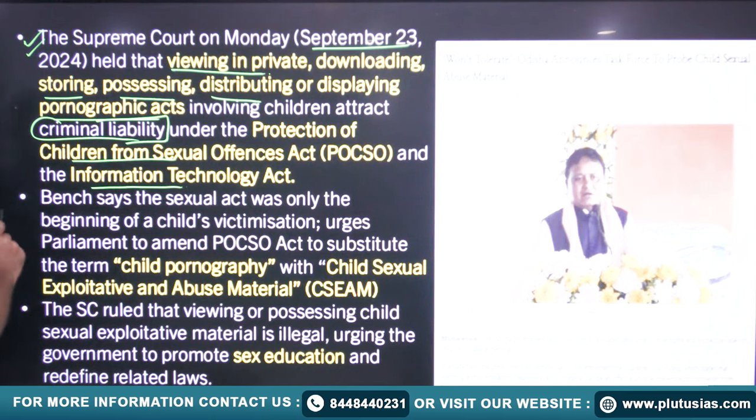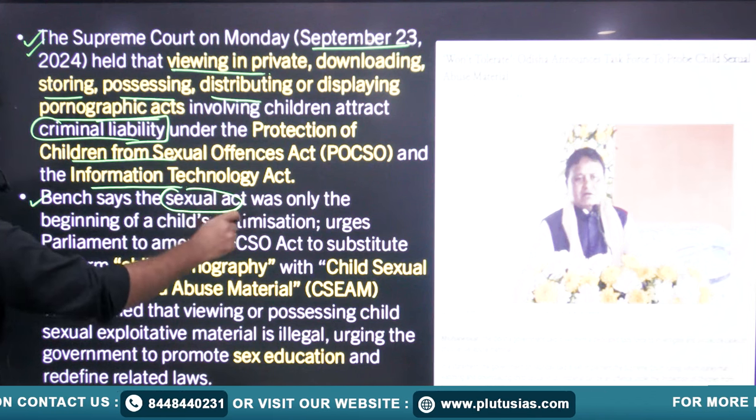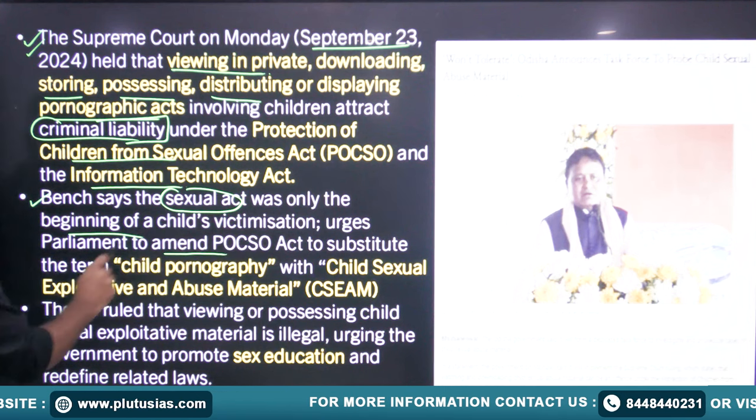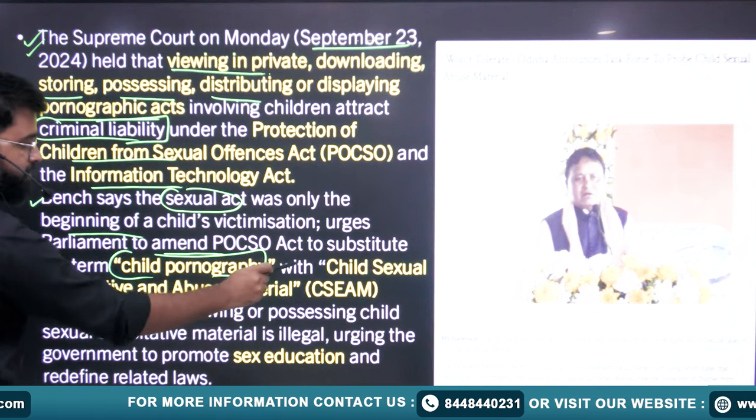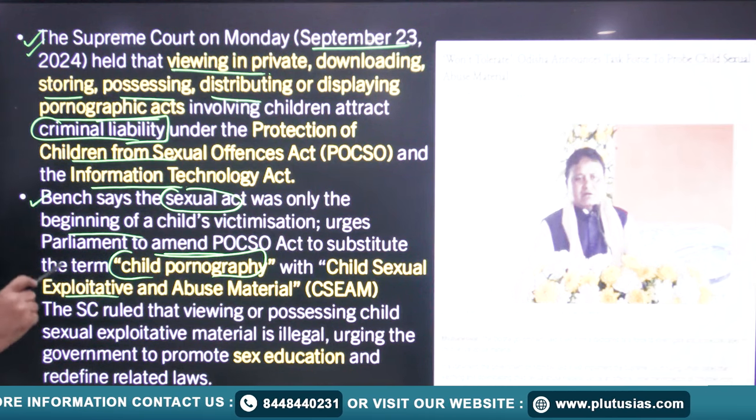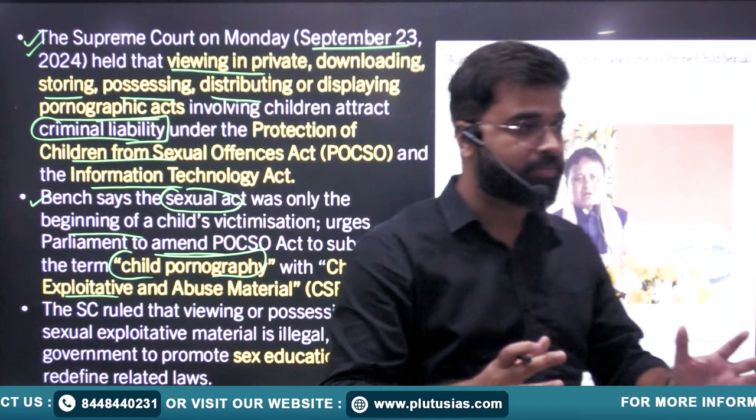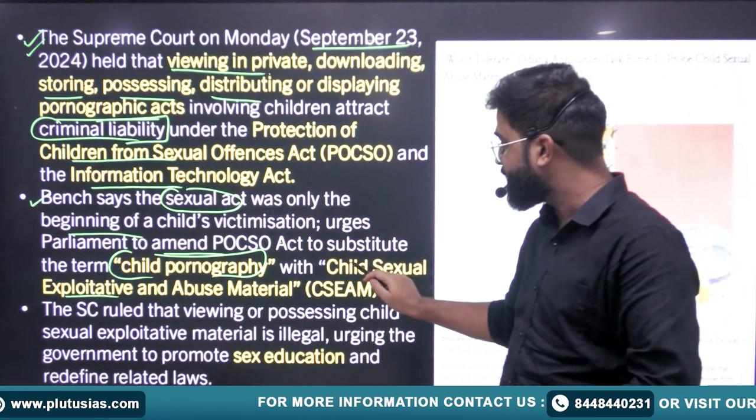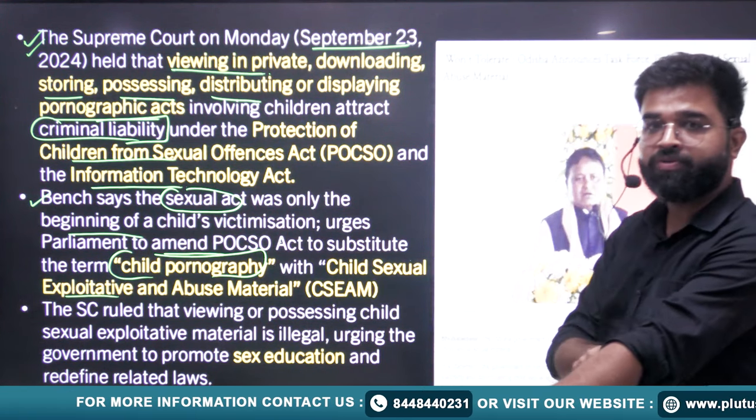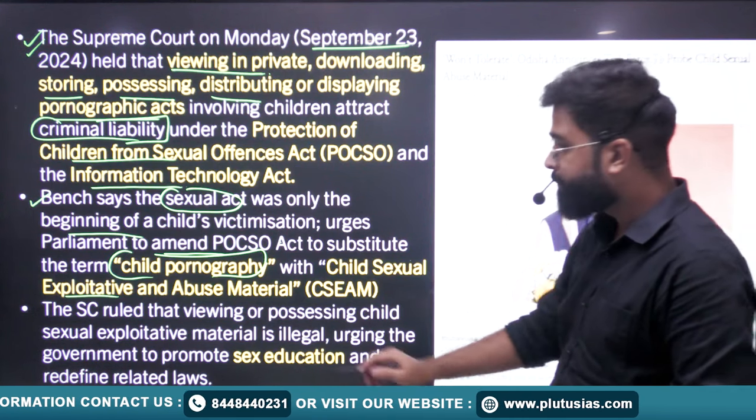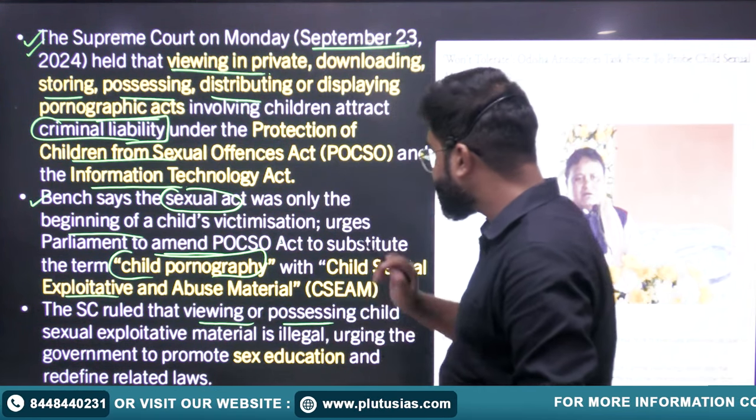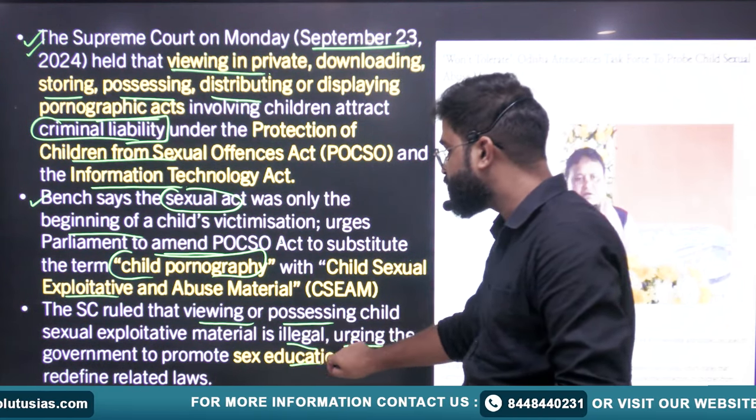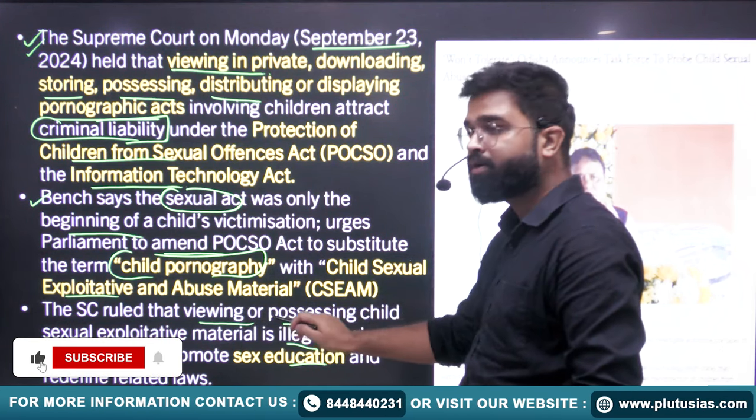Okay. Second thing, the bench says that the sexual act was only the beginning of the child's victimization. It urges Parliament to amend the POCSO Act to substitute the term child pornography with child sexual exploitative and abuse material. It is a comprehensive term. So this particular word, child pornography, should be replaced with child sexual exploitative and abusive material, CSEM. Okay, the Supreme Court ruled that viewing or processing child sexual exploitative material is illegal, urging the government to promote sex education and redefine related laws.